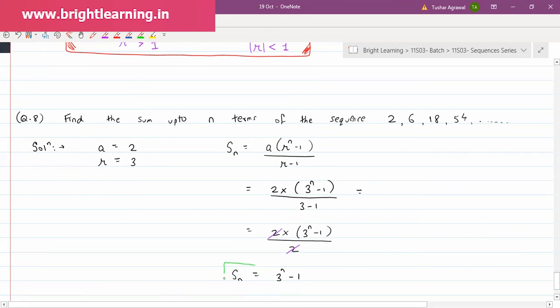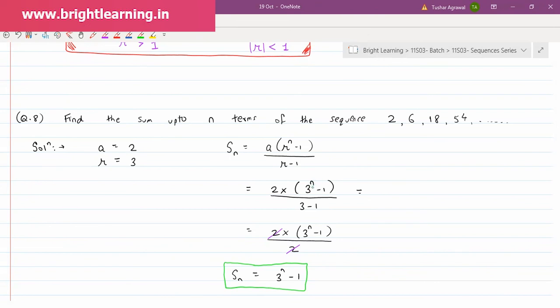It means you have developed a formula, you have developed a machine. You give me the input n, and you will give me the output, the sum up to n terms. If I tell you to find the sum up to 10 terms, just put 10 here: 3 raised to 10, whatever that value is, subtraction 1. If I give you 100 terms, just put 100 in the input of this machine: 3 raised to 100, subtraction 1. Okay.